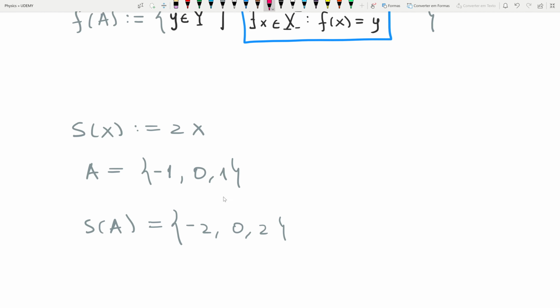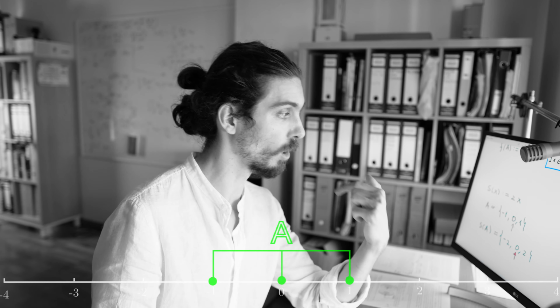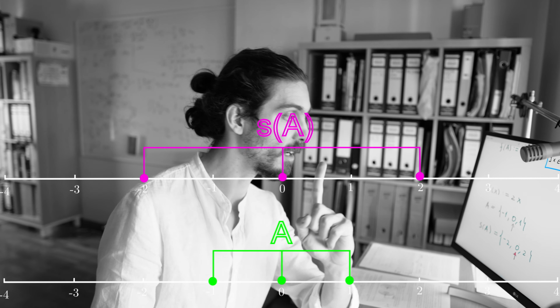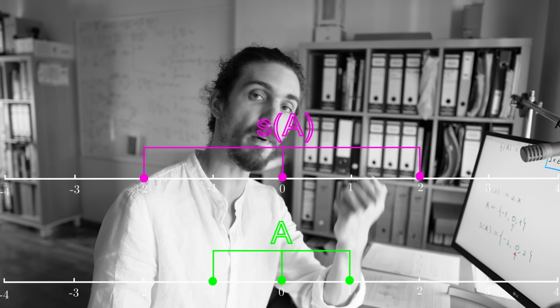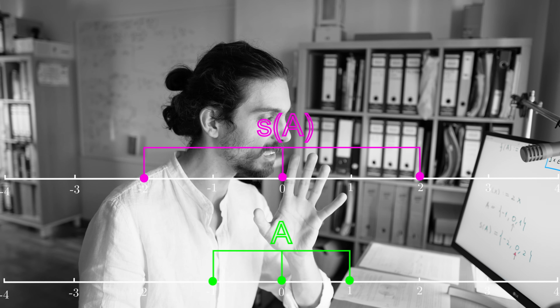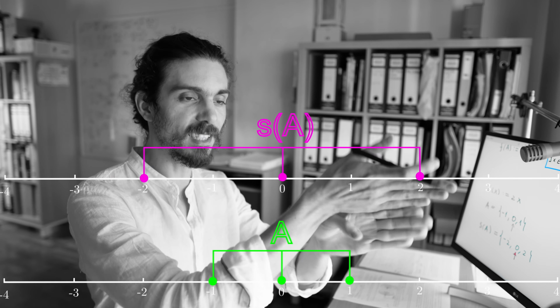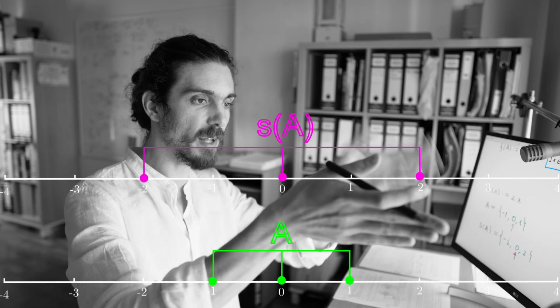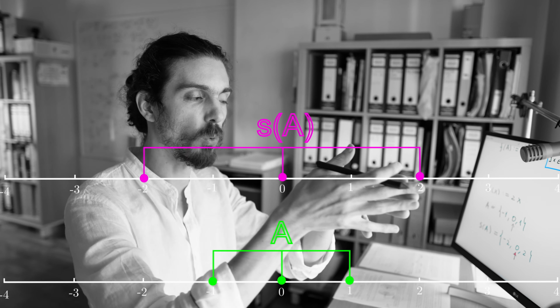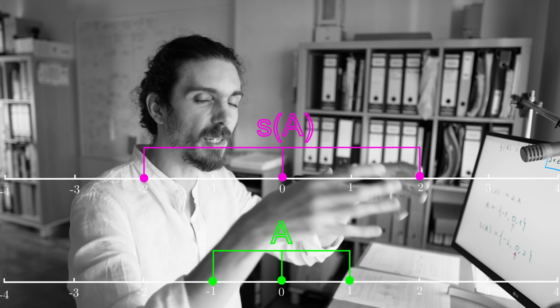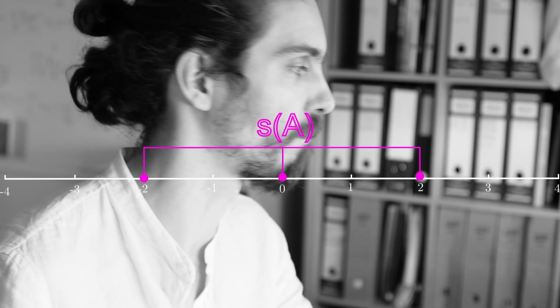Now, what is the difference between A and s of A? Well, let's see. This one is centered at 0, and so is this. But now the neighbor elements of 0, here +1 or -1, here are twice that, 2 and -2. So essentially, a set centered at 0, +1, -1, now is twice that. So the set became a wider set.